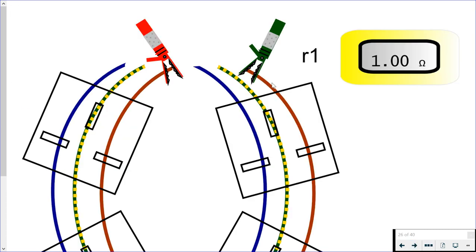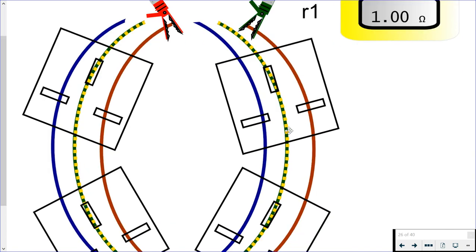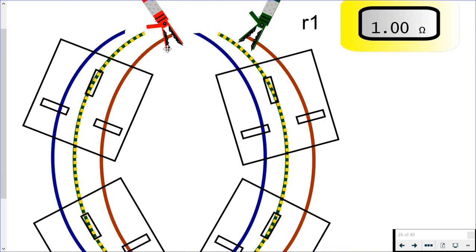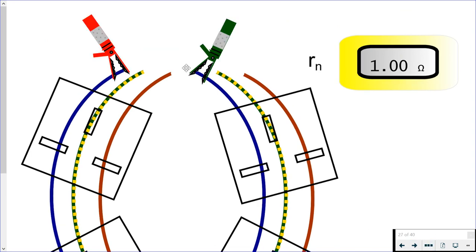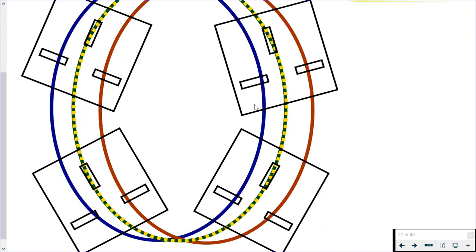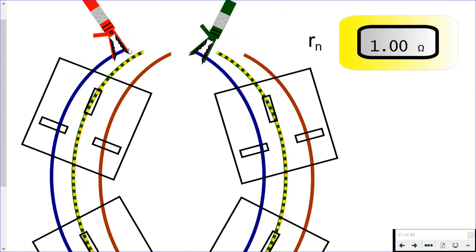So we take our leads and we test end to end here at the board, round the ring, back to the other end, and that gives us a 1 ohm resistance. And then when we move on to our R1 plus Rn, again we connect onto the ends of the circuit at the board and test the loop length all the way around.